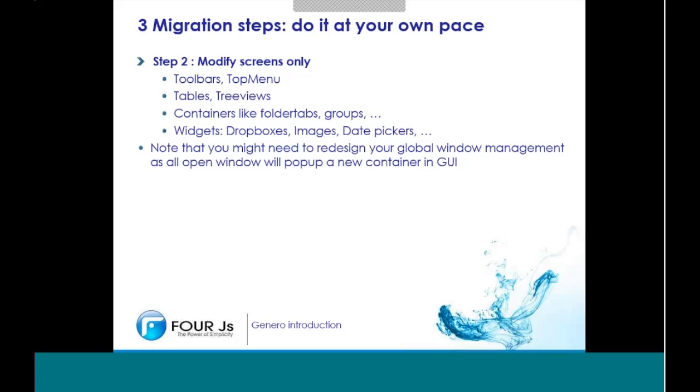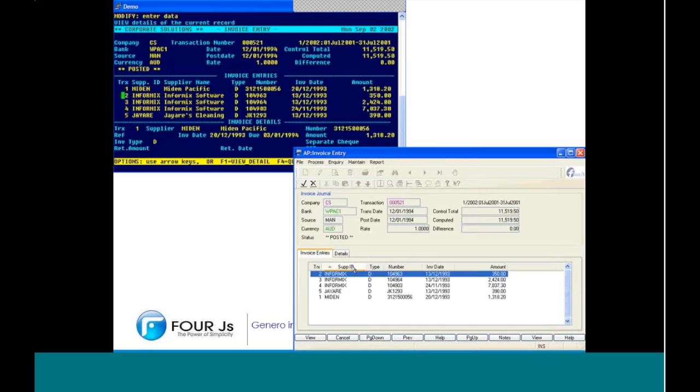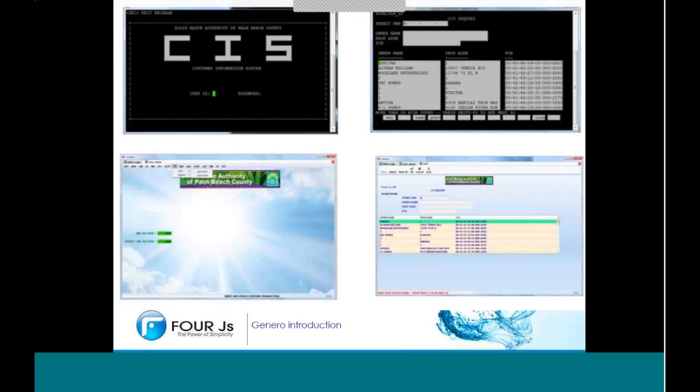So toolbars, top menus, tables, some containers, drop boxes, images. More than 90% of the work will be done on the PER files, on the screens, and really very minimal on the 4GL side. That will allow you to get something really nice looking very quickly, because we're only talking about the screen side of things that need to be changed. So that's step 2. This gives you some idea of how it can look.